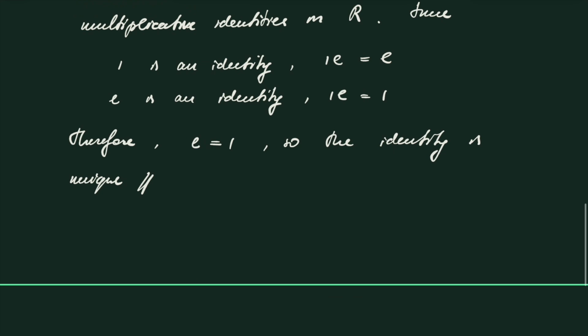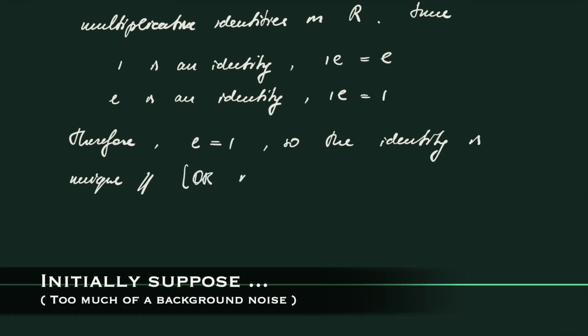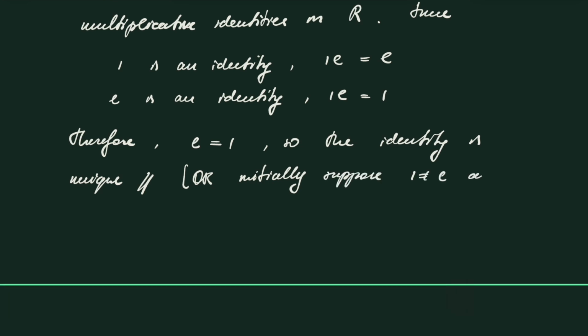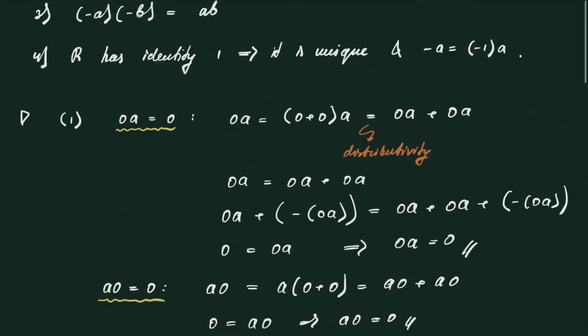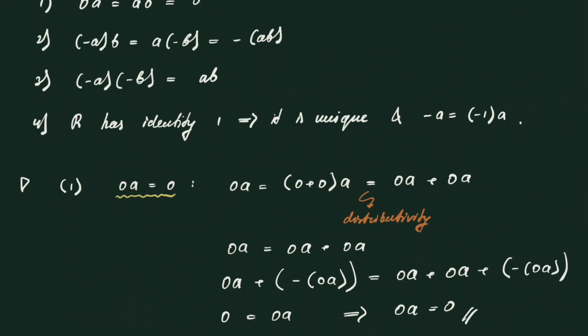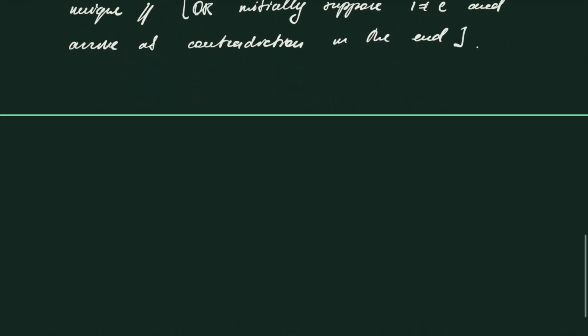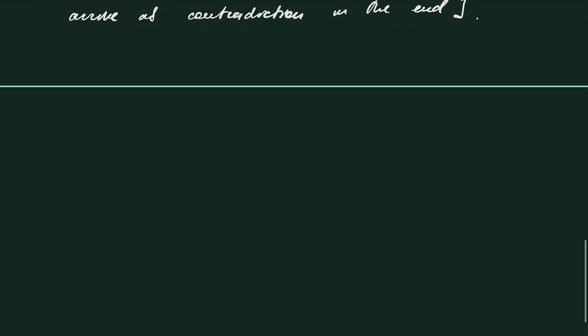And in fact, let me write this: assume 1 is not equal to E and arrive at a contradiction in the end. Okay, I think this is fine. And the last thing to show is this identity, right? Minus A is equal to minus 1 times A.